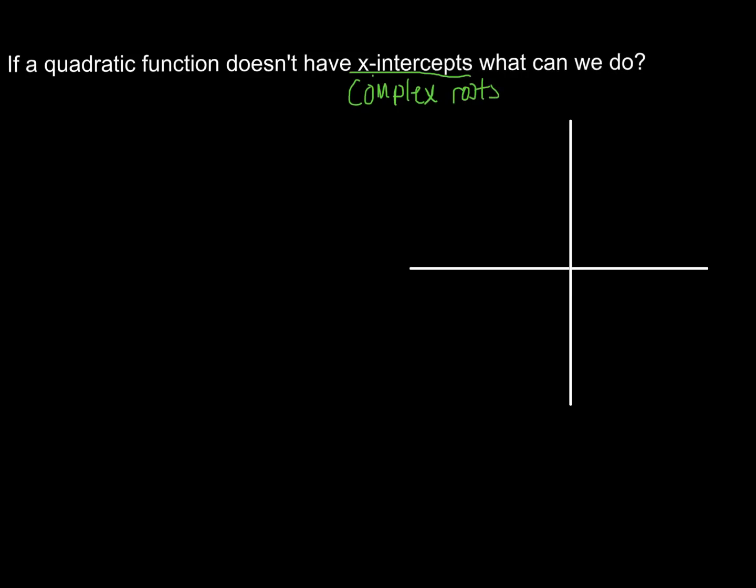All right, well, what can we do? Let's first envision what this type of function will look like. There's a couple of possibilities, right? It could open upwards and be above the x-axis, or it could open downwards and be below the x-axis. What I'm doing is representing the examples of functions with complex roots in green, and then we'll talk about the different transformations that would allow them to have real roots. The first and most obvious one is that I can translate the function.